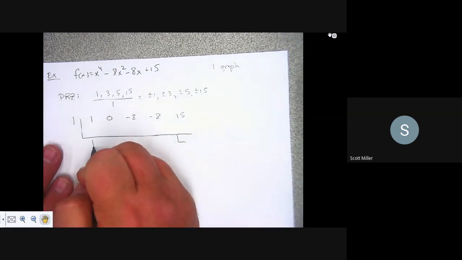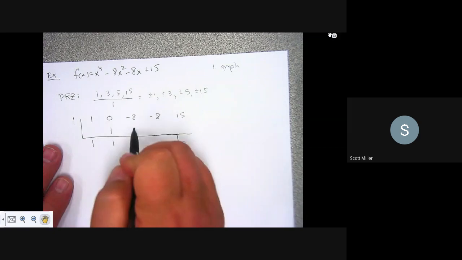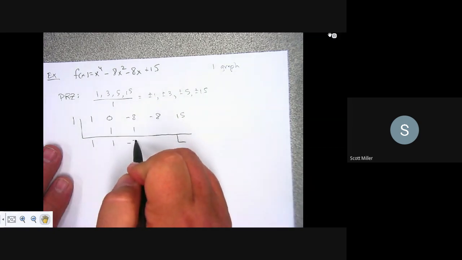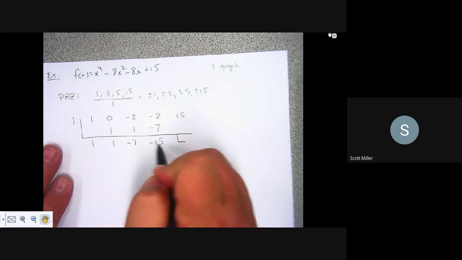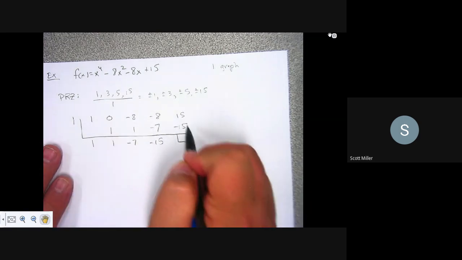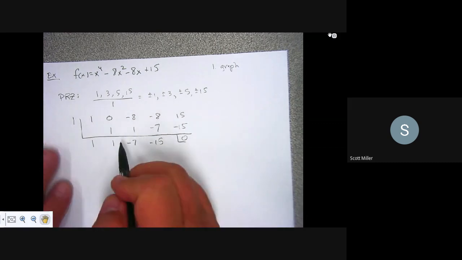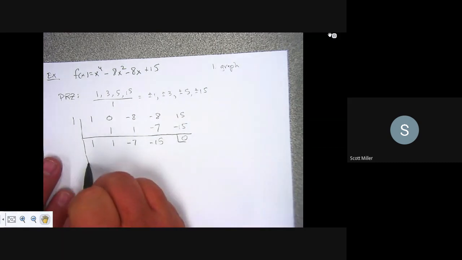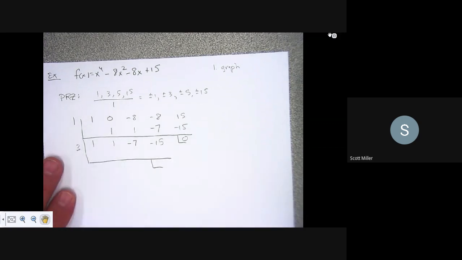Bring down the first number, and then multiply. Add, multiply, add, multiply, add, multiply, and sure enough, 1 has been confirmed. The next one we said looked like it was going to be 3. So I'm going to confirm that 3 is indeed a 0 also.